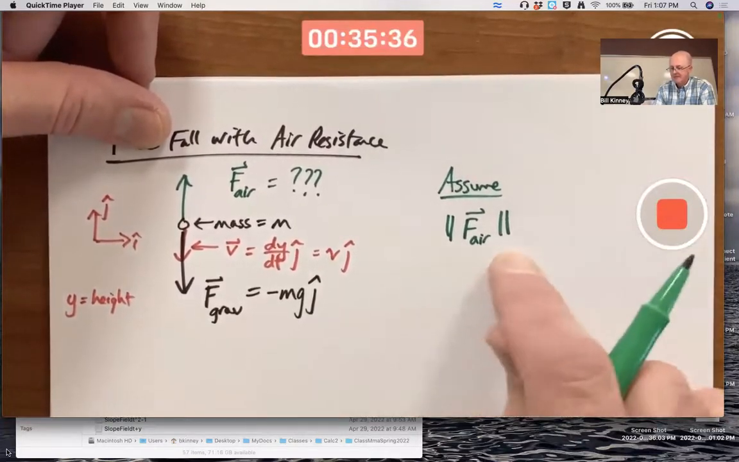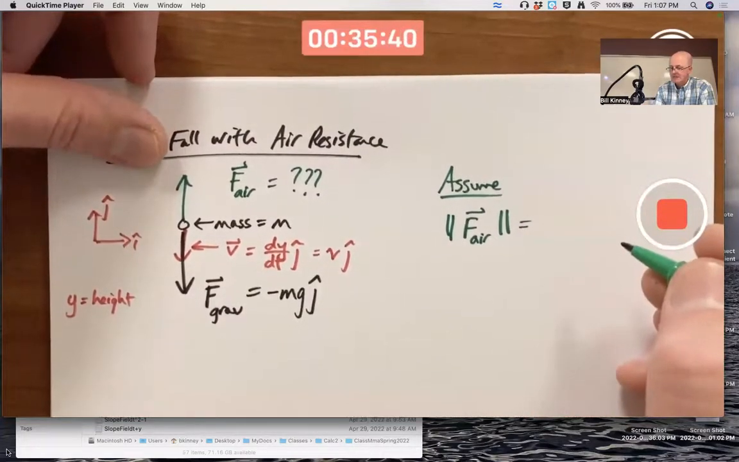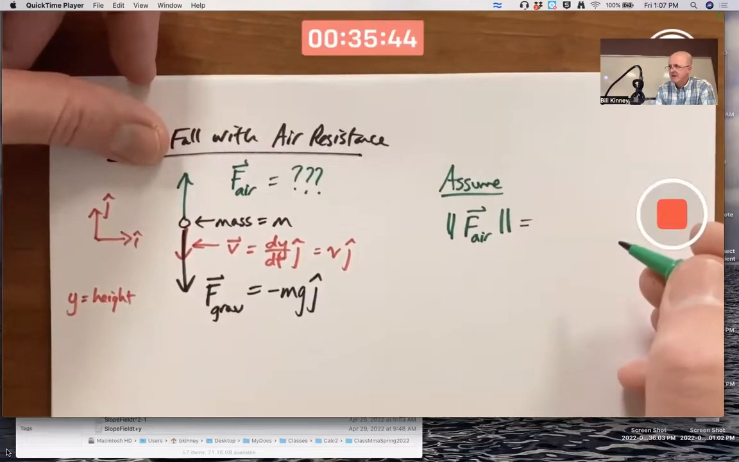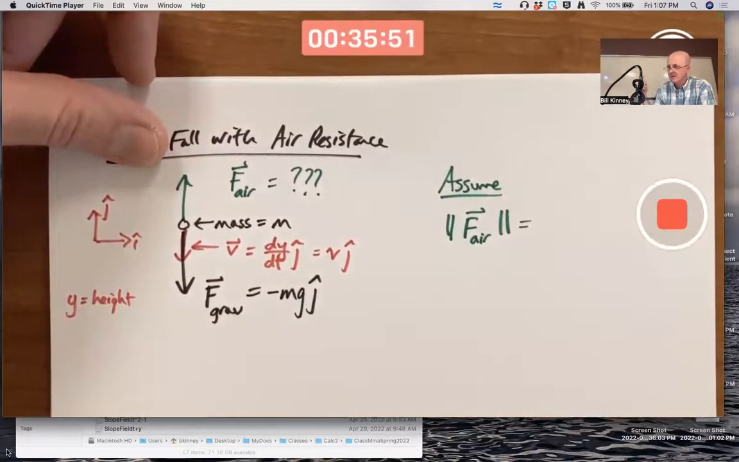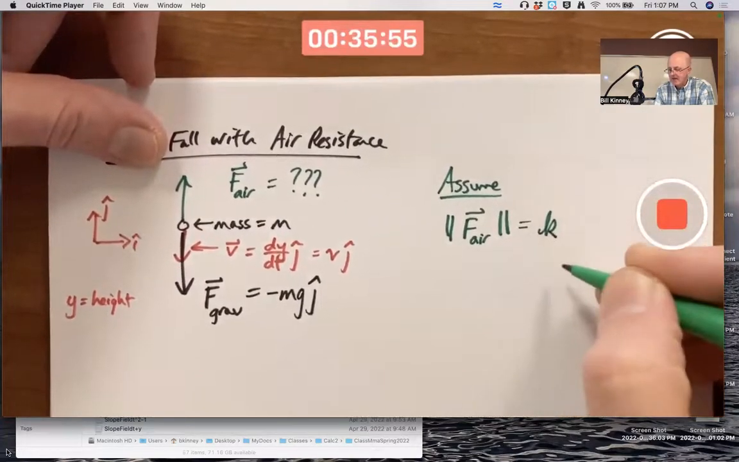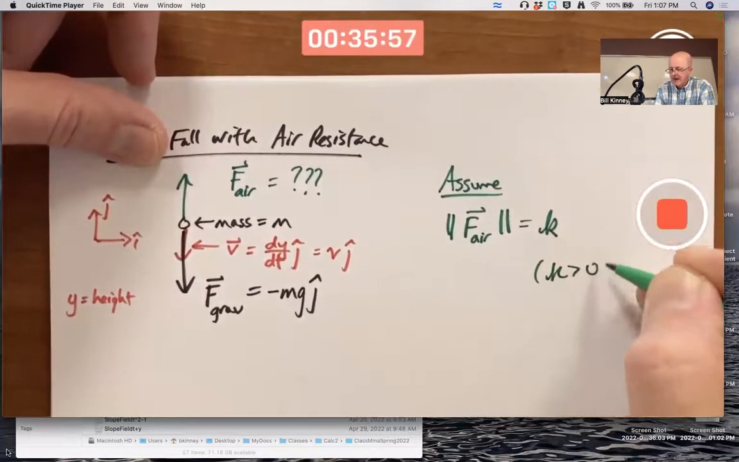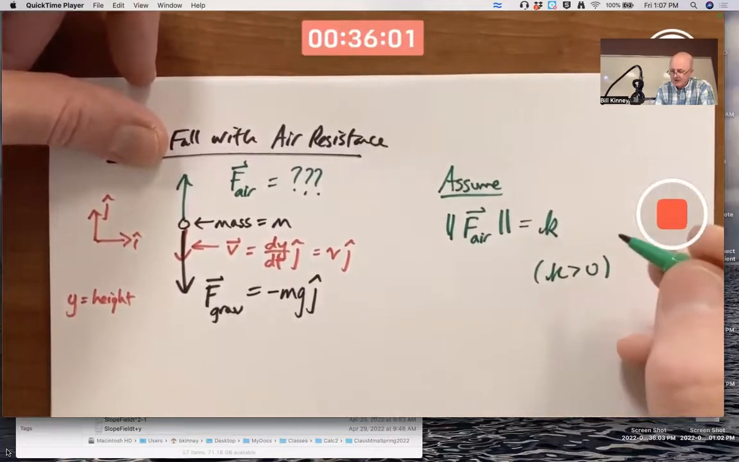This can't be negative. I'm going to assume it's proportional to effectively the speed. So what I'm writing down doesn't take the direction into account. Some constant of proportionality, k, where k is positive, times the speed. What is the speed? The speed is the magnitude of the velocity vector.